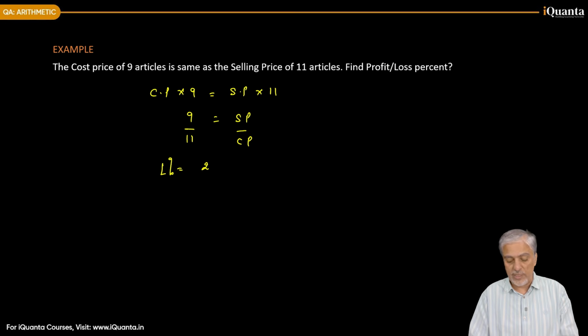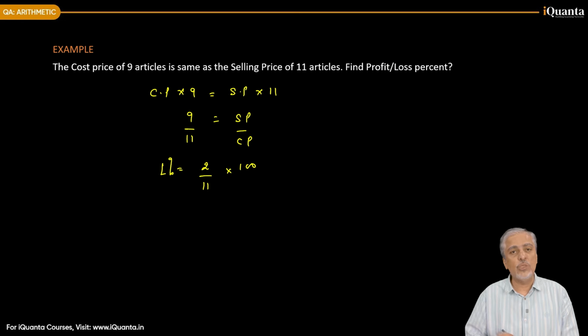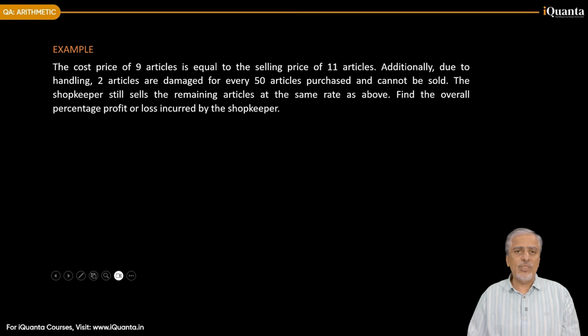So there'll be a loss of 2 rupees. 2 upon how much? 2 upon 11, because loss upon cost price into 100. 1 upon 11 we know is 9.09 from our fractions list. So 2 upon 11 will be 18.18%. Right? Let's have a look at the next question.